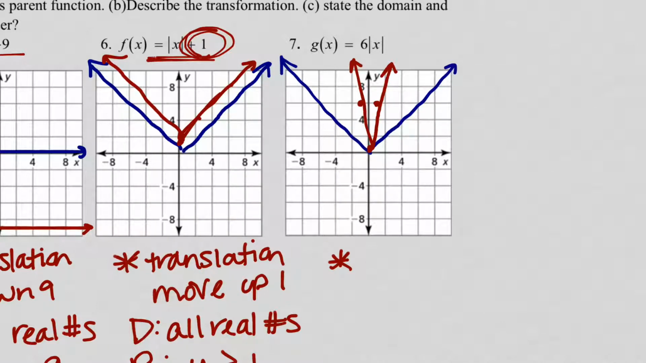So in this case, my transformation does not translate. It's not moving left, right, up, or down. It is not rotating. It is only doing a vertical stretch. It's getting skinnier and taller.